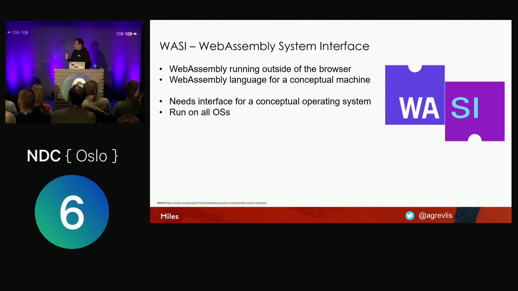But as I mentioned before, WebAssembly is not only made in order for us to be able to run things on the web. There's also a standard called WASI, or the WebAssembly System Interface. The idea is that, as we were talking about in the beginning, WebAssembly should be able to run outside of the browser, and we can call WebAssembly a language for a conceptual machine. So basically what we would like to have is an interface also for a conceptual operating system. And if we can make this happen, we will be able to run this on all operating systems.